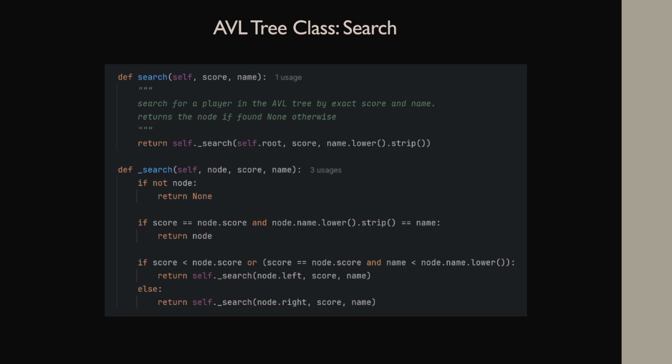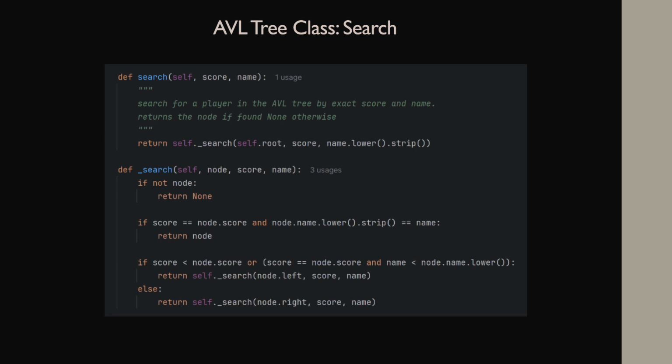So for our AVL tree search methods, we start with the private method, which is basically a recursive binary search. We start with the base case. If the node is none and it's a leaf, then we just return none. If that doesn't apply, then we check if the scores are the same. If the scores are the same and the names are the same, and I use the built-in methods .lower and .strip for accessibility, we would return the node.